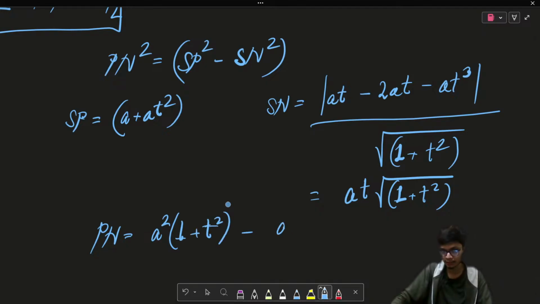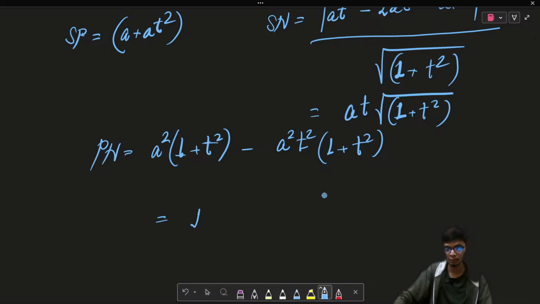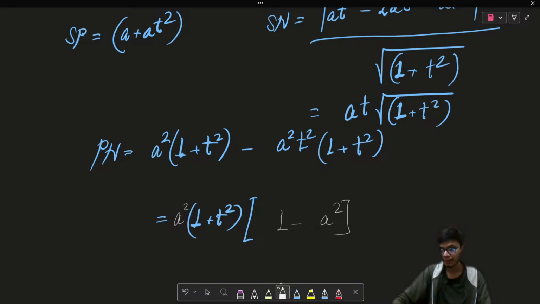So if I simplify this part out, what we're going to get over here is that I can take 1 plus t square as common. These are a few lines of algebra which I think everyone can do, right? And also I can take a square as common, right? So in this case I will be left with 1 minus a square. Okay, 1 minus, just let me check, am I correct?